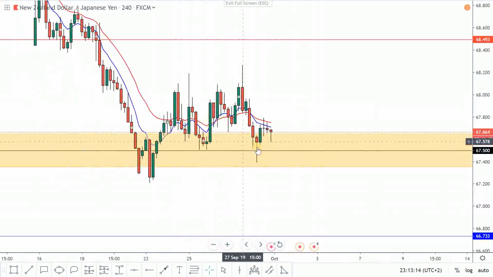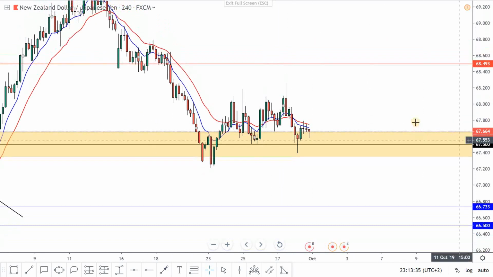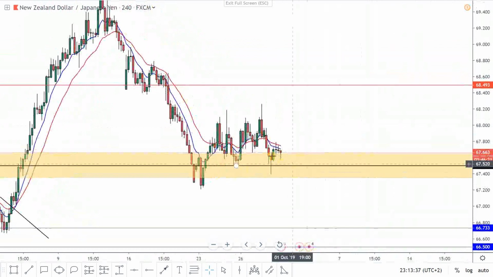We have this hammer candlestick over here. We also have this morning star formation over here. So I think that the price was unable to go below 67.500, and it tried many times and failed. What I think can happen on the New Zealand JPY is that it can go up from this number. Maybe it will retest it once again, for like the third time, and then from this it will go up.